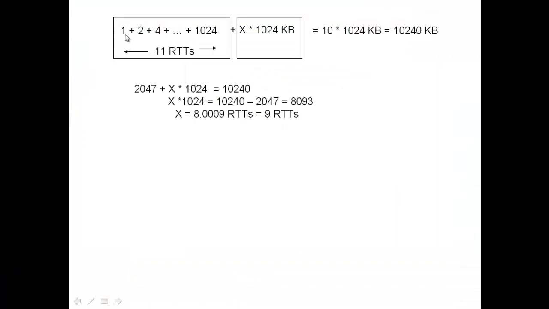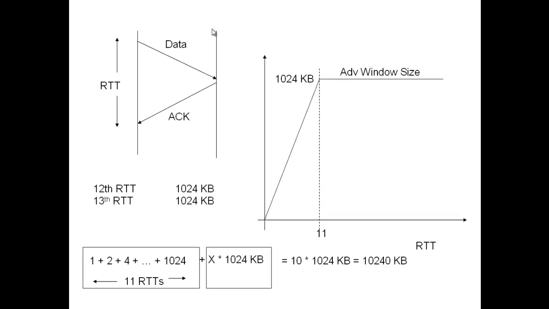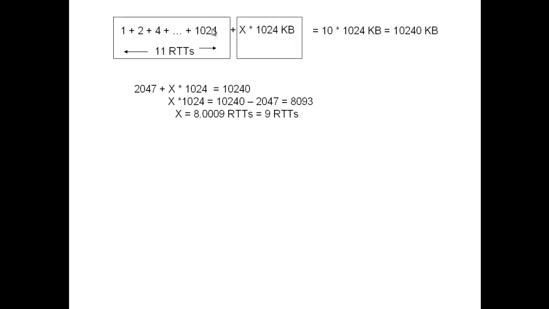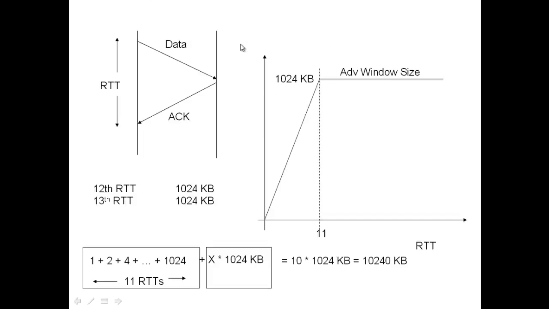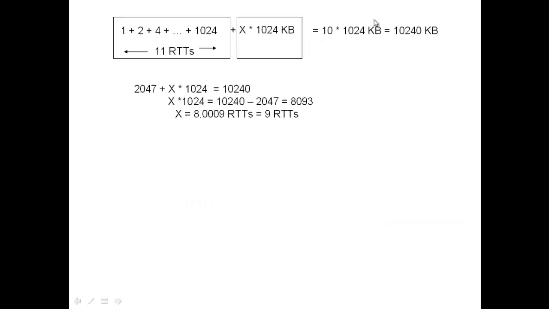So this is what we sent in 11 RTTs. The first RTT is sent 1 kilobyte, second RTT is sent 2 kilobytes, third RTT 4 kilobytes, and so on up to 1024 kilobytes. And that's what I said, it takes 11 RTTs up to that point, and then some number of RTTs which is x, and in each such RTT we are sending 1024 kilobytes, which is based on the advertised window. So put together all these things, you want to send a file, that is 10 megabytes, which is 10 times 1024 kilobytes, so that is 10240 kilobytes.